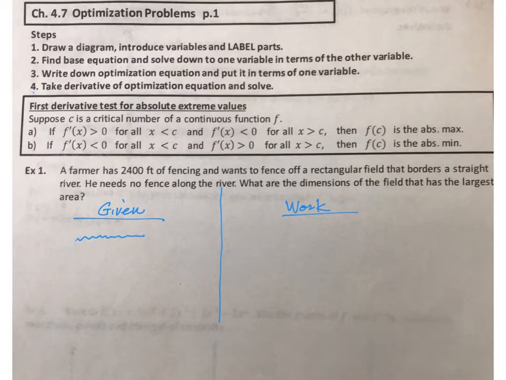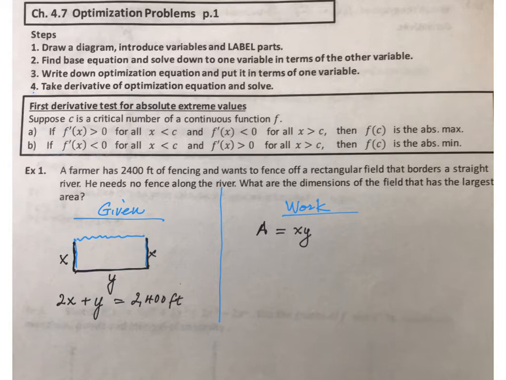So the farmer wants to put fencing around the rectangular field. The rectangular field has the front as the river and three sides. We can call them X, Y, and X. So the perimeter, the total material we're going to use, is 2X plus Y equals 2,400 feet. That is the equation given. To find the largest area, we need the objective equation, which is the area equation. Area equals base times height, so X times Y.